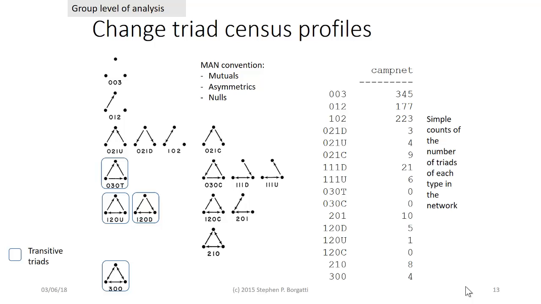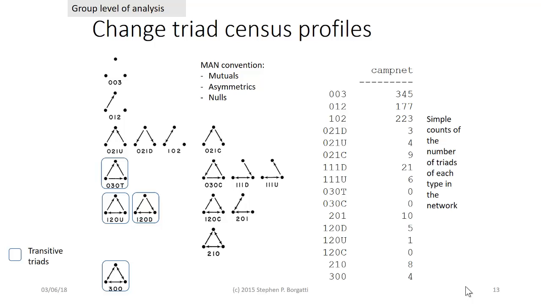The way these are labeled is called the MAN convention. It's the number of mutuals, the number of asymmetrics, and the number of nulls. So this is an asymmetric. That's a null. And there's a symmetric, a mutual. Here's a mutual right there. Or you could have 012, it's got 0 mutual, it's got 1 asymmetric, which is right there, and then it's got 2 null, one there and one there. So we could break it down into 16 possible different triads, and we can count them up.